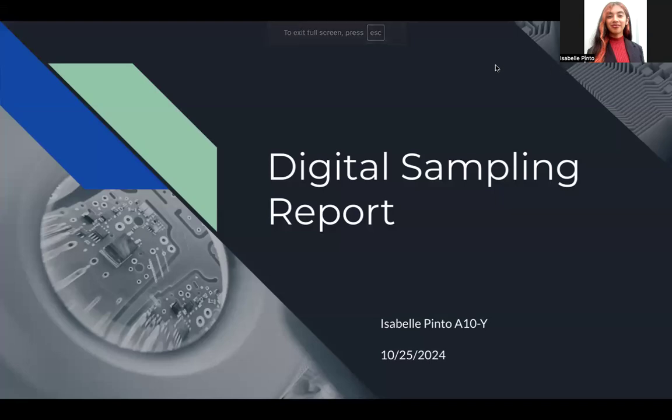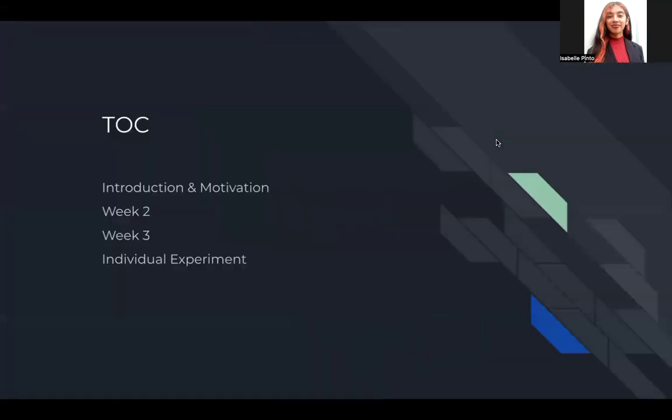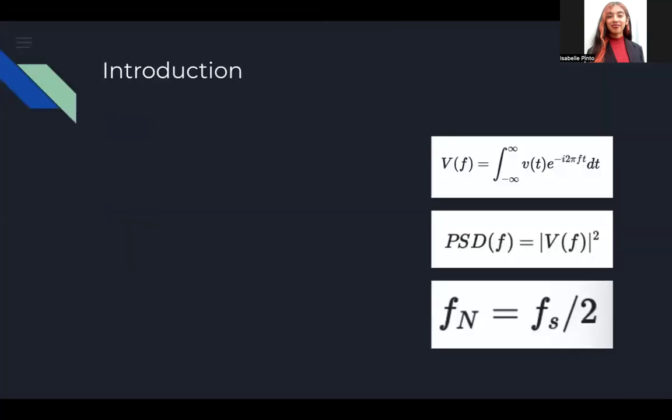Hello, my name is Isabel Pinto, and I am going to be going over the Digital Sampling Lab report from AE 2610. My group is A10Y. First we're going to talk about the introduction and motivation for this lab. Then we're going to go over procedure and results for week 2, then procedure and results from week 3, and finally the procedure and results from the individually developed experiment.